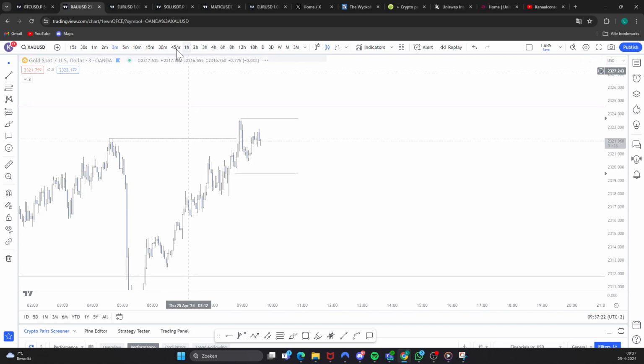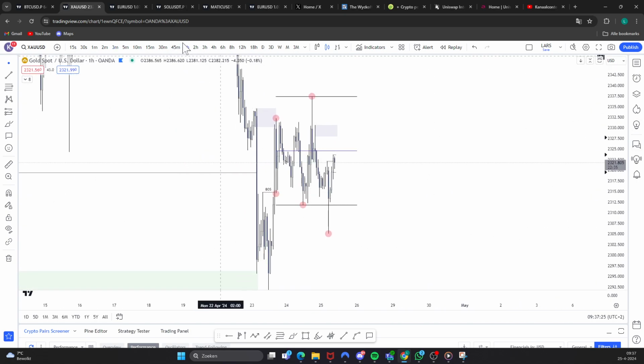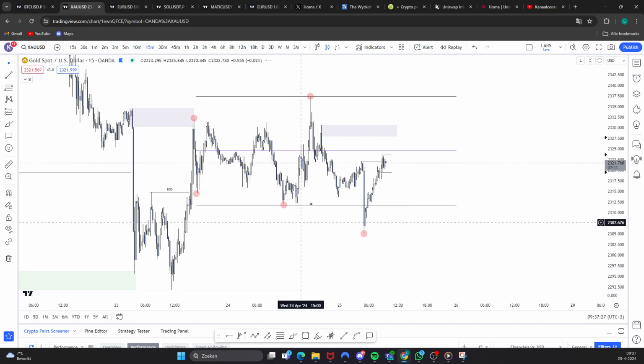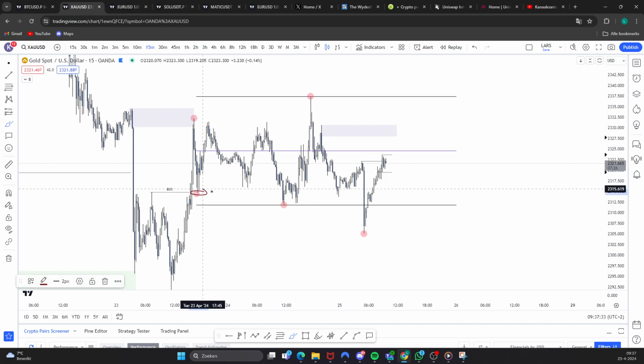Gold. I didn't go over this, but this was actually also a very nice short right here. So it's kind of funny. We had a Model 1 or a Model 2 accumulation long.